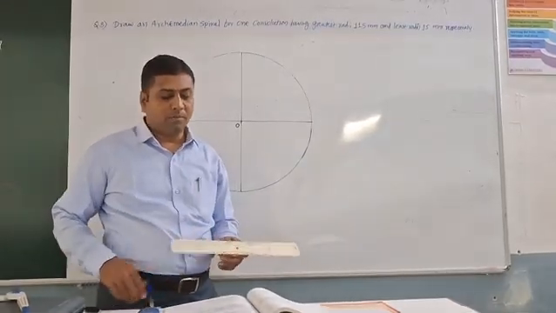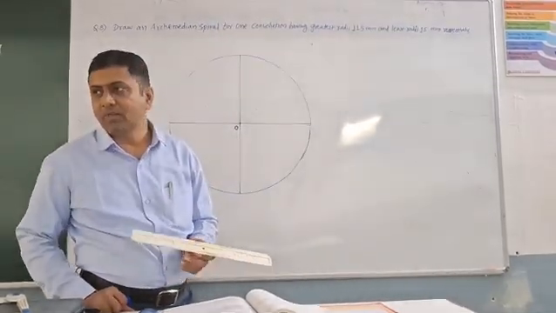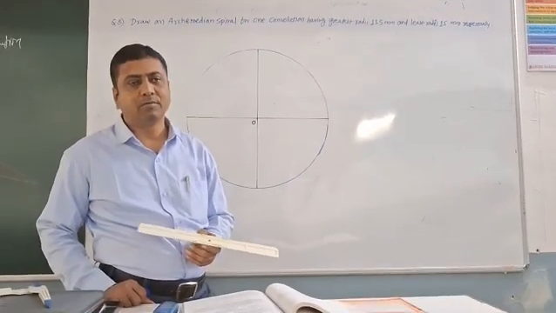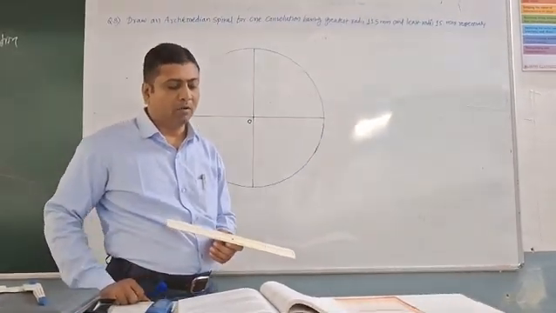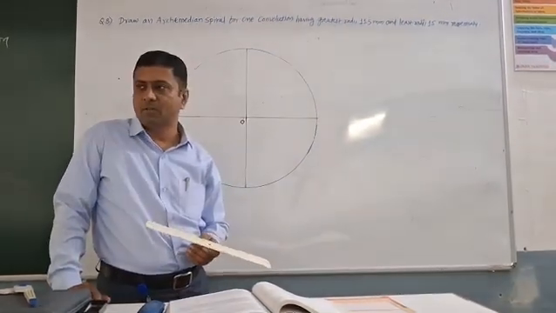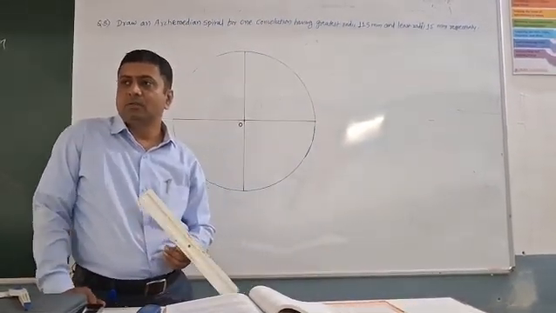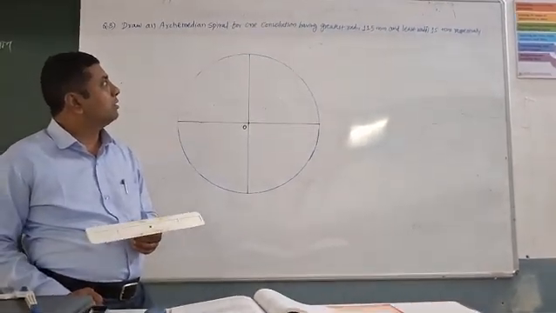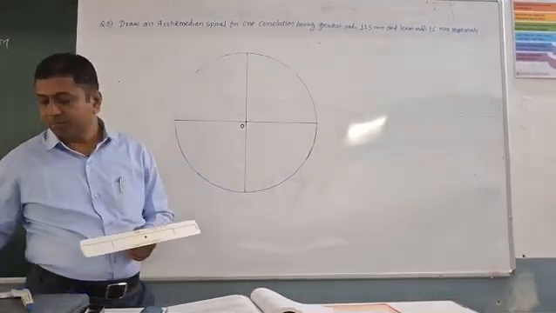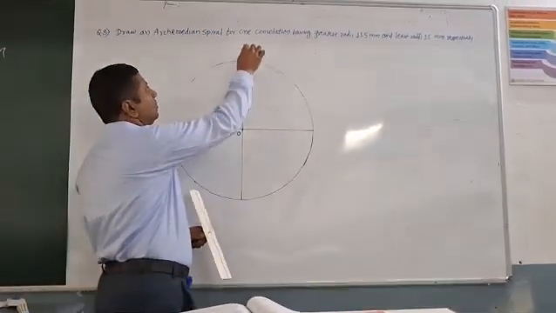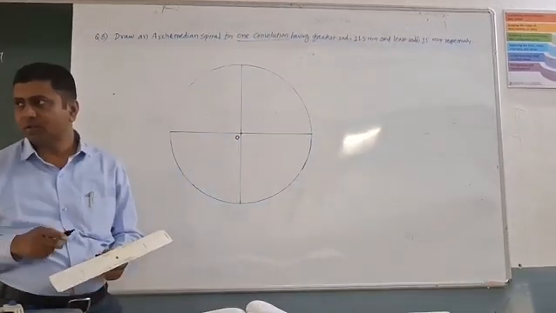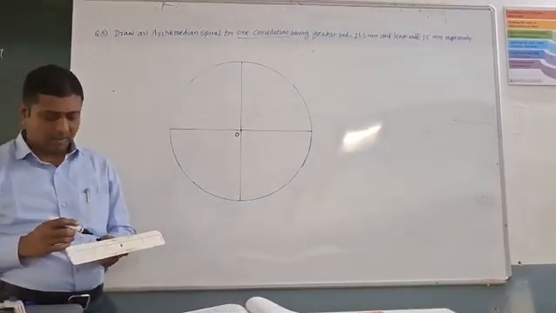The application of this spiral you can find in clamping devices for jigs and fixtures, and some profiles of cams for automation. These are the applications. Here it is mentioned one convolution. One convolution means 360 degrees.